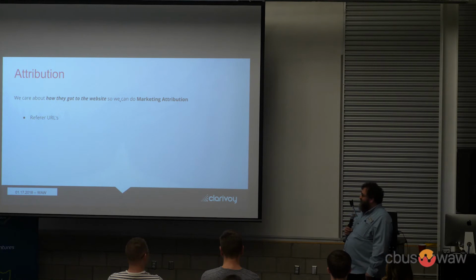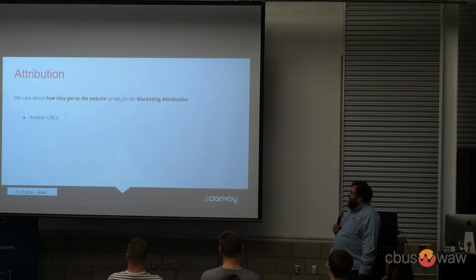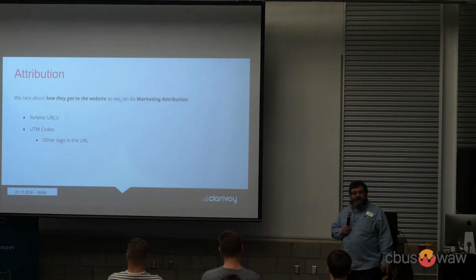We often have refer URLs. Some browsers will not share that with you, but most will. And that's a URL of the site where they came from. That really helps figure out where they came from. You can also use UTM codes, which are a Google standard that you put in the URL when somebody comes there that tells you more about what drove them there. Or you can use custom tags and other tags.